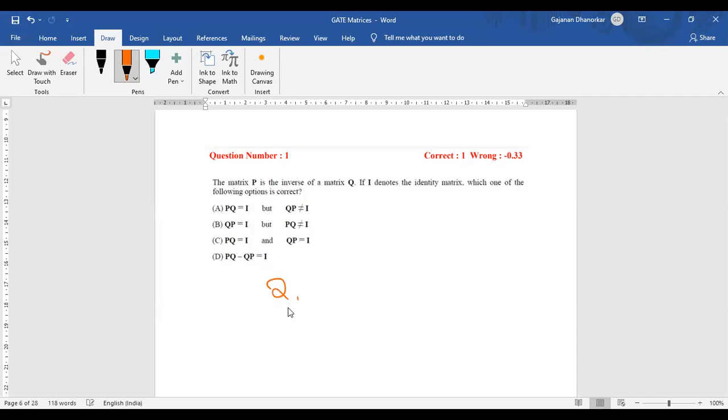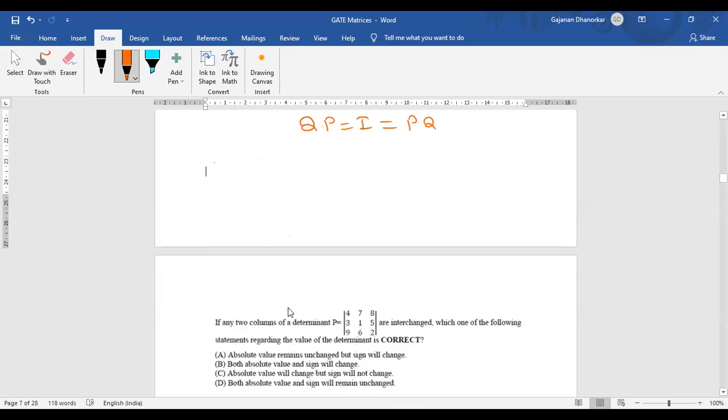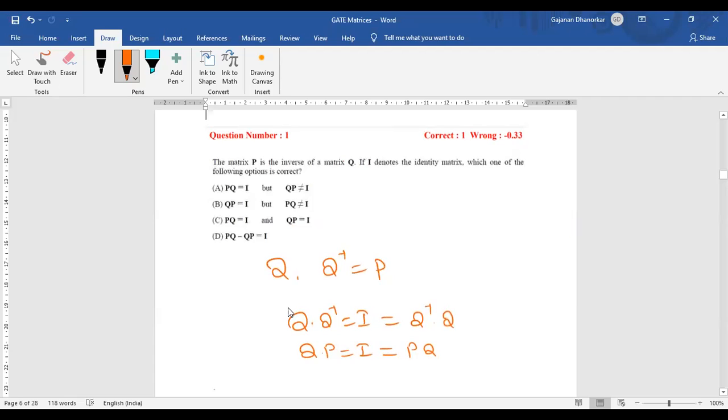We know that Q into Q inverse is equal to I, which is also equal to Q inverse into Q. Q into Q inverse, which is P, is equal to I, which is equal to P into Q. Which option is correct? Option C is correct, because this part is P into Q equal to I. Moreover, Q into P is also I.